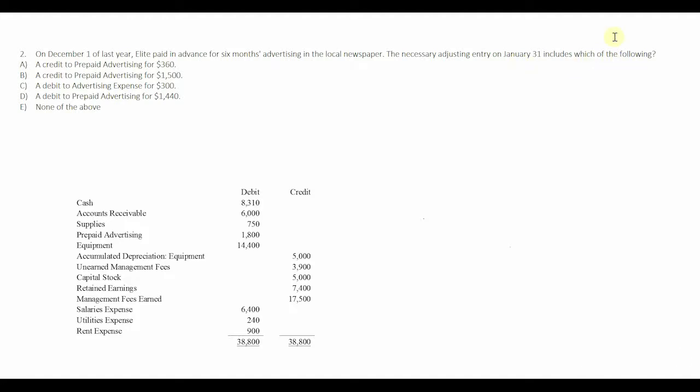This is going to require us to think back a bit and use some algebra to try to calculate what we have to adjust at the end of January. Looking at prepaid advertising right now, I see that it's sitting at $1,800. So let's think about what must have happened in this company. On December 1st, they purchased prepaid advertising.